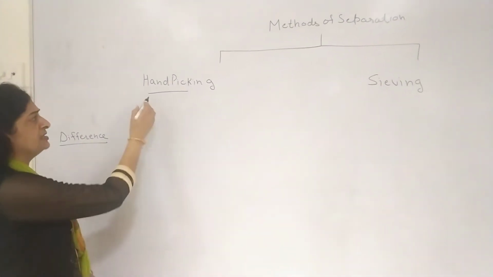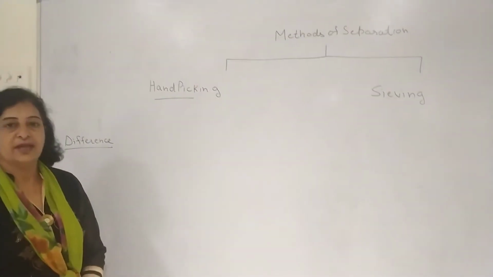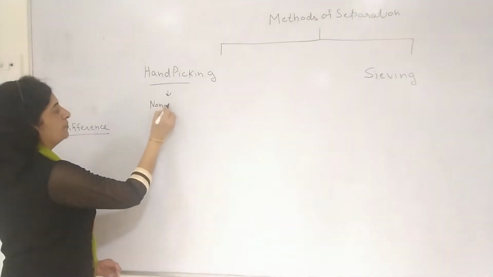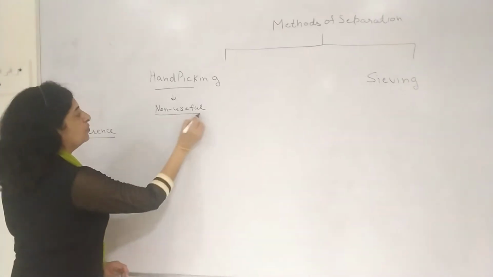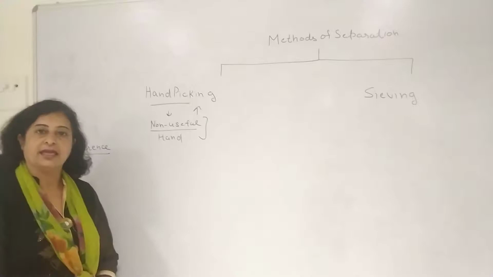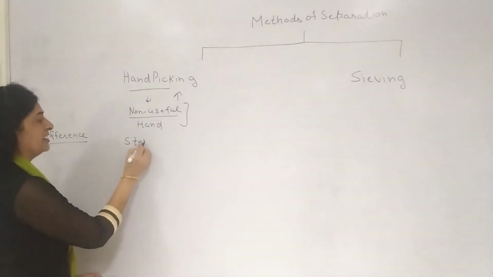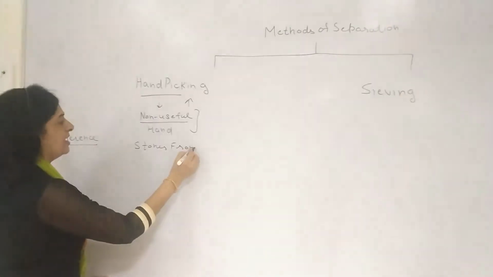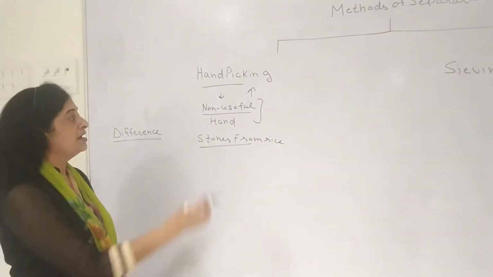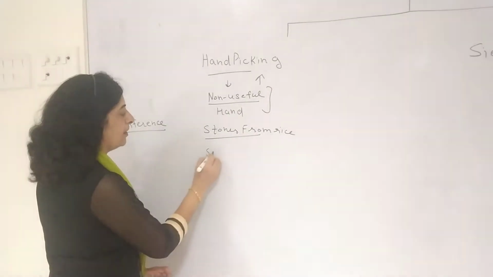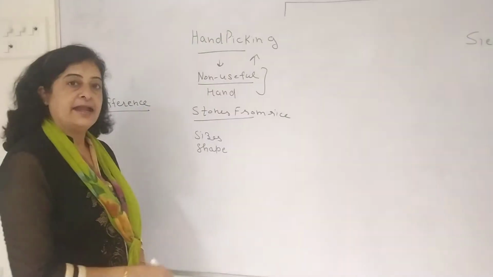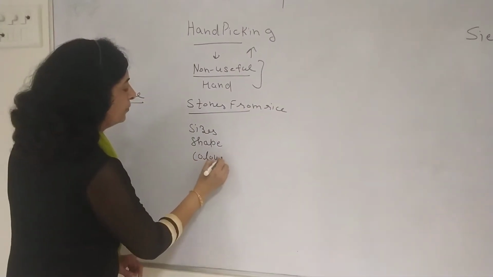Hand picking, as the name indicates, means pick by hand. It is a process to remove non-useful components by hand, like stones from rice. And this method of separation is used on the basis of the difference in size, difference in shape, and difference in color of the components.